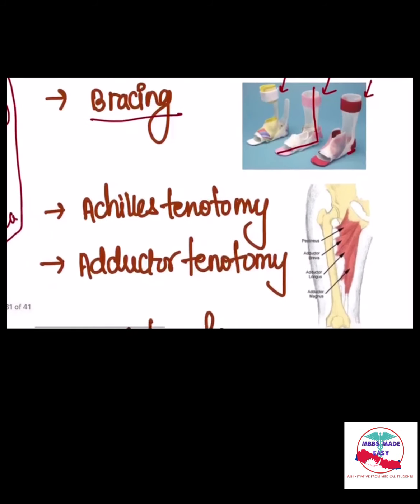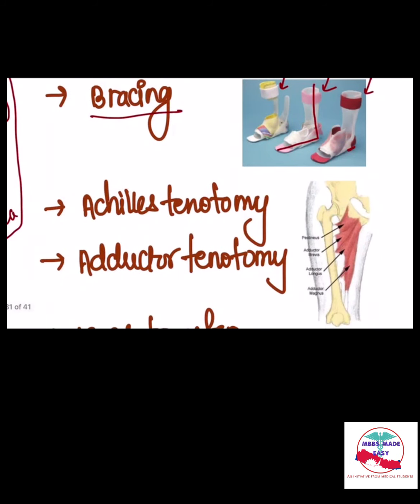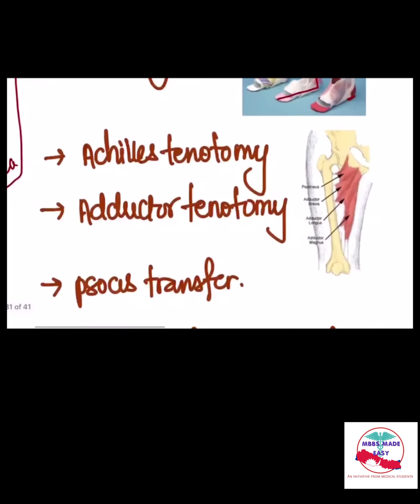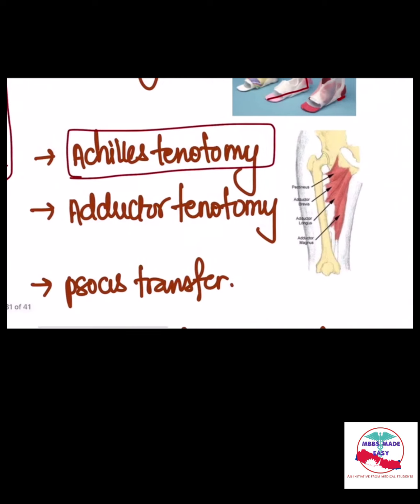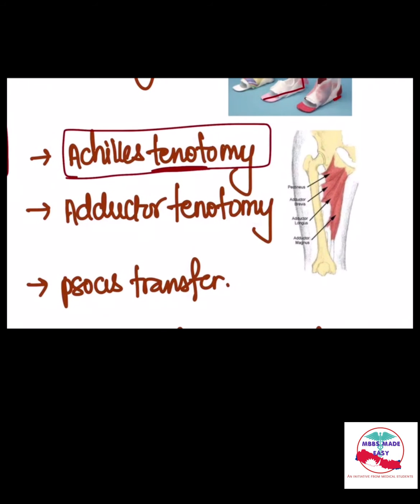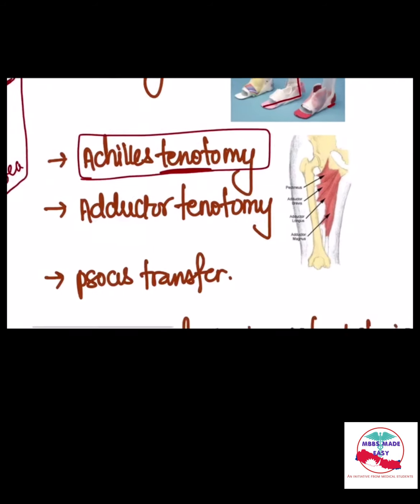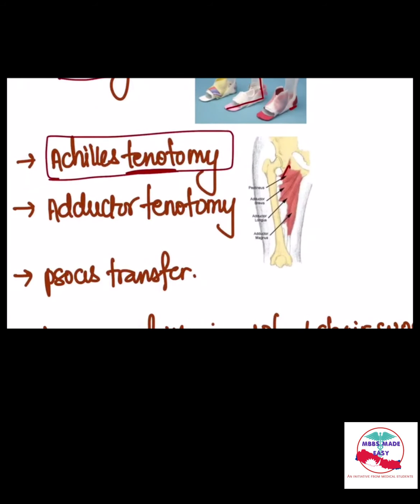You will have to find the Achilles tendon, you will have to cut it and then lengthen it. So this is called Achilles tenotomy. So you are cutting the Achilles tendon and lengthening it. Now for adductor muscle spasm, what you can do is you can do adductor tenotomy. You can cut down the adductor and then you can lengthen the adductor muscles, and this will treat the scissoring gait of the spastic diplegic type of cerebral palsy.